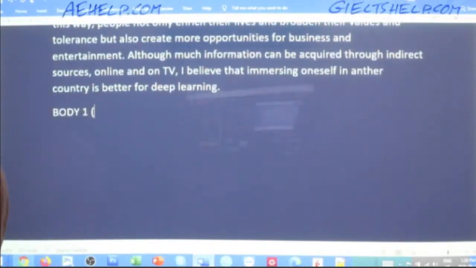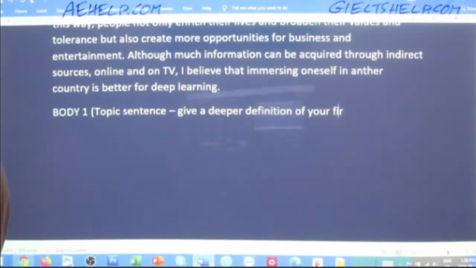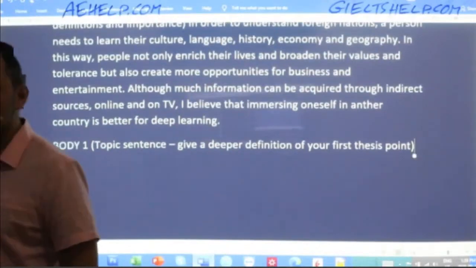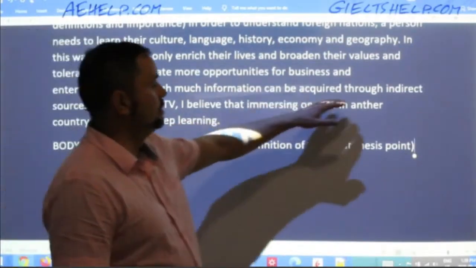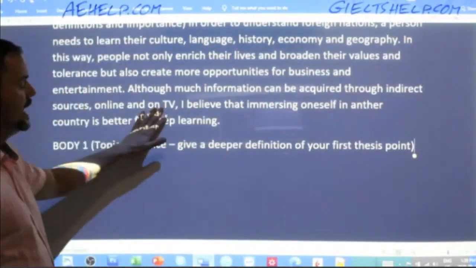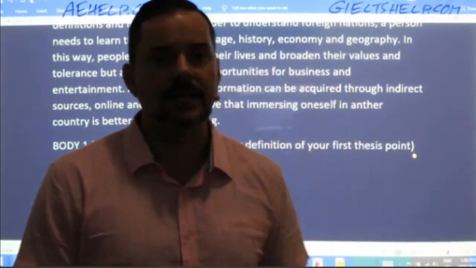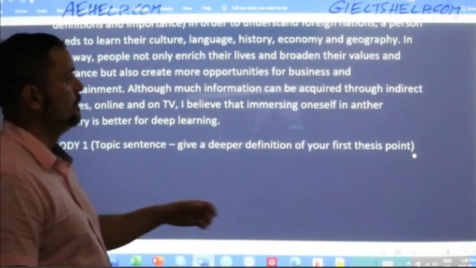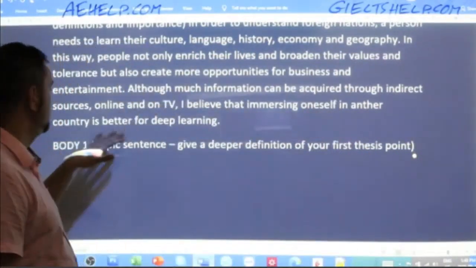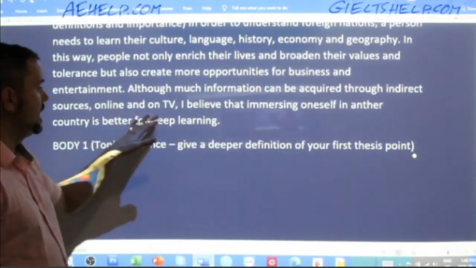And body 1, of course, has a topic sentence. And your topic sentence is not a repeat of your introduction. You should not be repeating your introduction. Instead, you should be giving a deeper definition of your first thesis point. Okay? And the first thesis point here is information can be acquired through indirect sources online and on TV. Okay? So give me a nice topic sentence that gives the reader further definition about getting information on other countries through indirect sources like online and on TV.